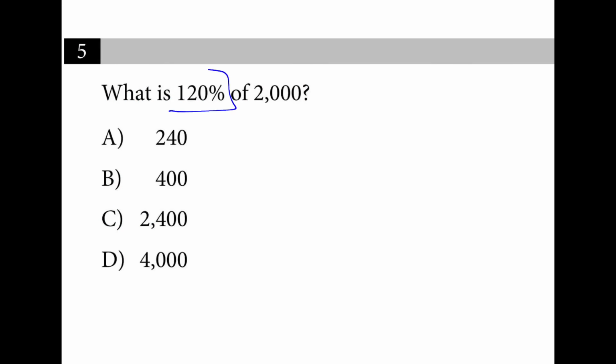To take 120% of something, you can multiply by 1.20, or just 1.2. Here, 20% of 1,000 is going to be 200. So if you take that twice, you get 2,400.